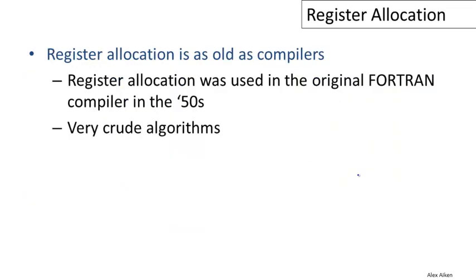Now, register allocation is an old problem. In fact, it was first recognized way back in the 1950s in the original Fortran project. But originally, register allocation was done with fairly crude algorithms, and it was very quickly noticed that this was actually a bottleneck in the quality of code generation, that limitations on the ability of register allocation to do a good job had a really significant effect on the overall quality of the code that compilers could produce.